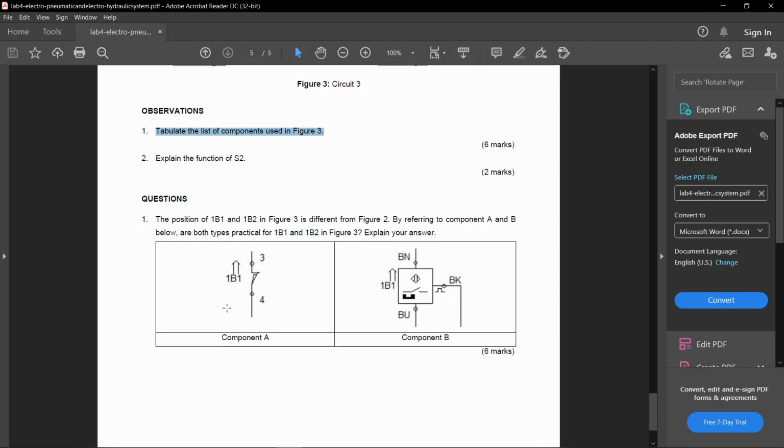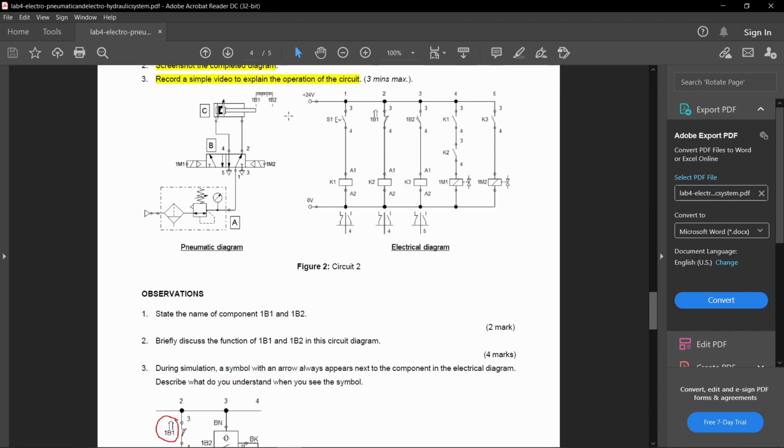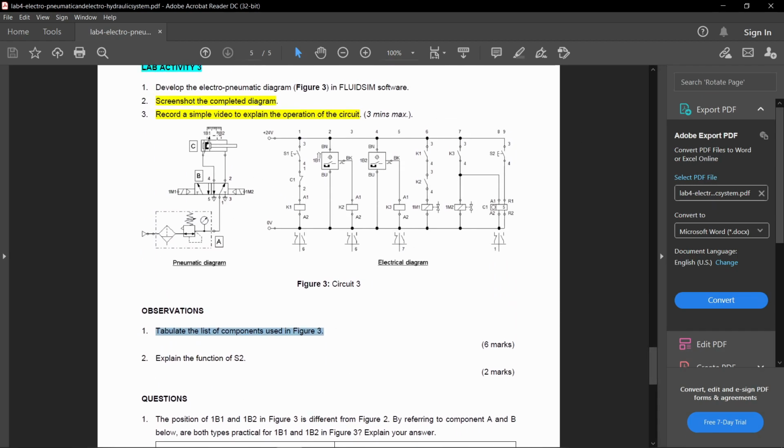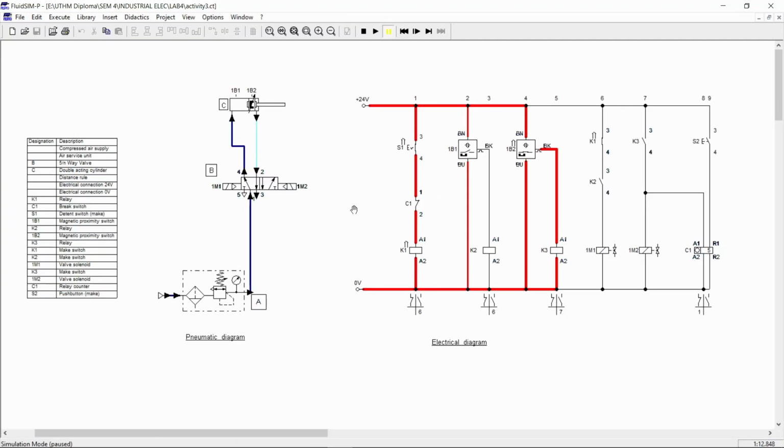Next, for question number 1, the position of 1B1 and 1B2 in figure 3 is different from figure 2. By referring to component A as mag switch and component B as magnetic switch, are both the same practical for 1B1 and 1B2 in figure 3? Okay, the answer is yes, both are the same practical, component A and component B. This is figure 2. The difference is 1B1 and 1B2 are right here, but in figure 3 1B1 and 1B2 are right here. It is different, but the function is the same.